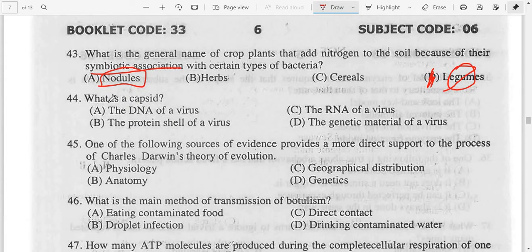Okay, let's go. What is capsid? The DNA of a virus, the protein shell of a virus, the RNA of a virus, the RNA and DNA of the virus, the genetic material of the virus, or the protein shell of the virus.